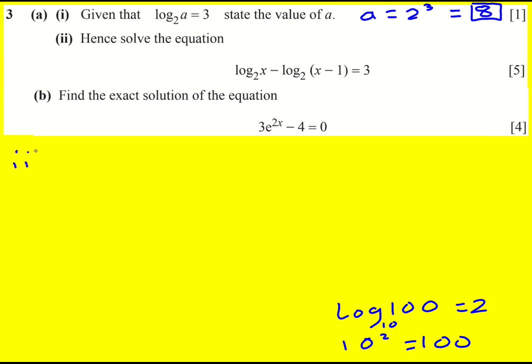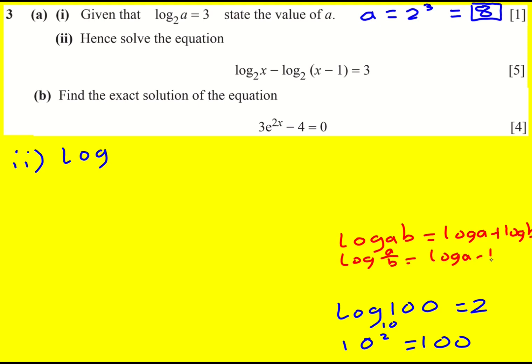Hence, solve this equation. So it's asking us to use that result we've just found, but there's going to be some extra things to do as well. These are 2 logs subtracted. So good opportunity to write down our 3 rules of logs. There's the multiplication one where you end up adding. There's the division one where you end up subtracting. And then there's the power one where you can bring the power down.